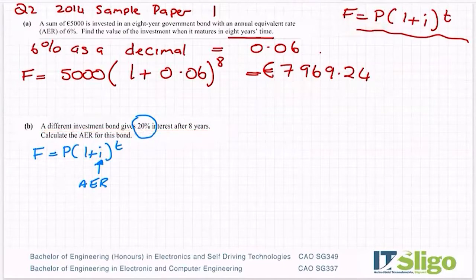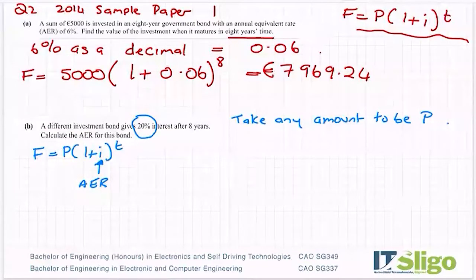Okay, so you can take any amount to be P. Okay, that's a little bit hard to get your head around, that you can take any value at all, and this sum is going to be right. And the reason you can take any amount is that it's the relationship between your F and your P that's important, not the actual values themselves. The relationship between the two of them is that your F must be 20% greater than your P.